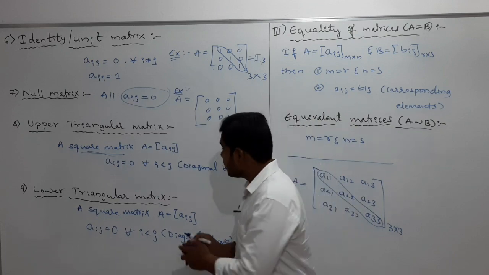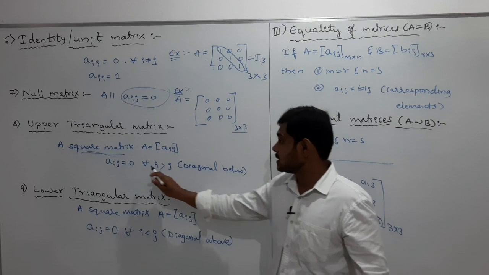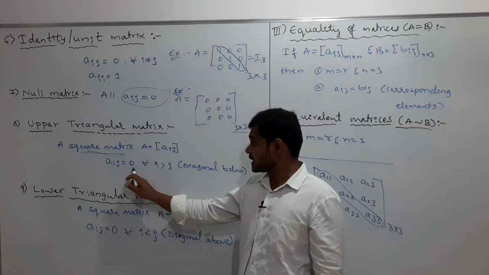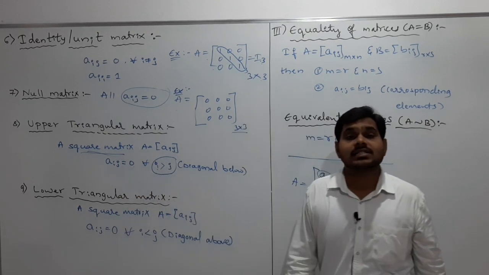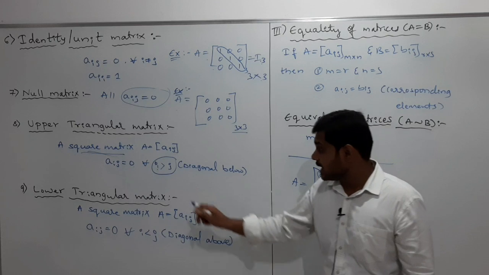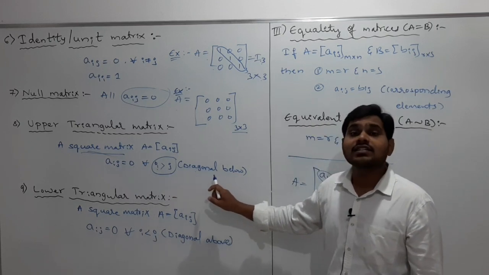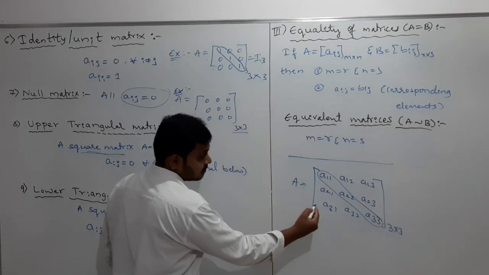Sorry my dear students, make this correction. This should be i greater than j. These Aij elements should be equal to 0, for all i greater than j. I greater than j means which elements? It means the elements which lie below the diagonal. Below the diagonal means what? You can observe here.